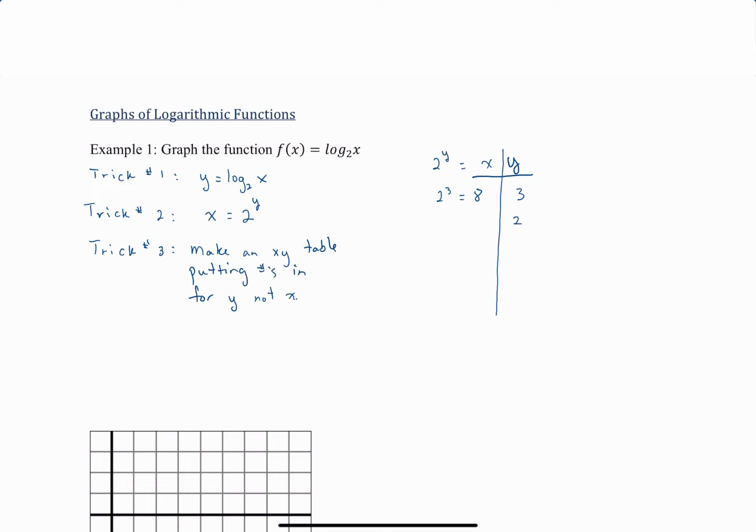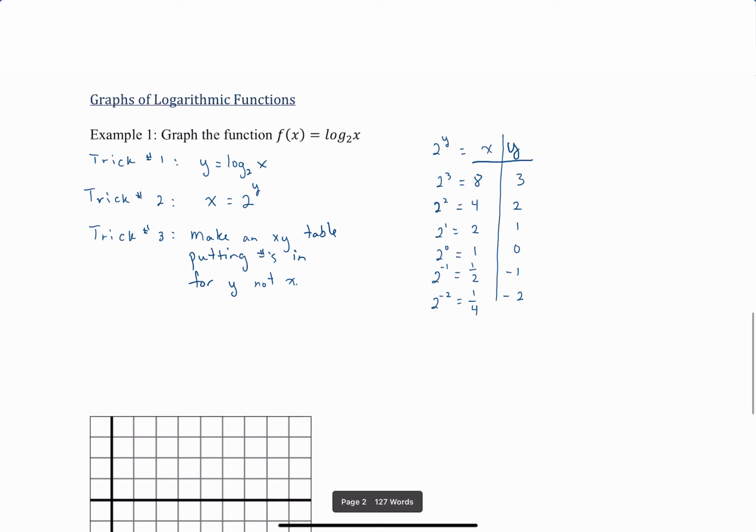Let's use 2, 1, 0, -1, -2. So when y is 2, x would be 2 squared, which is 4. When y is 1, x would be 2 to the first power, which is 2. When y is 0, x would be 2 to the 0 power, which is 1. When y is -1, x would be 2 to the negative first power, which is 1/2. And when y is -2, x will be 2 to the -2 power, which is 1/4.